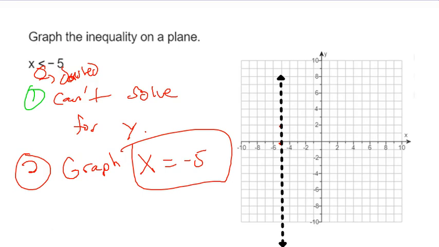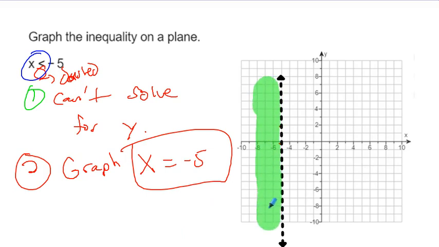If it's less than, if I'm looking for all the points where x is less than -5, that's going to be to the left of this line, where the x values on the x-axis are smaller than -5, right? Here's where it equals -5. To the left of it is where I find x coordinates that are smaller than -5. So I want all the points to the left of this vertical line. So that's where I'm going to shade in this time.